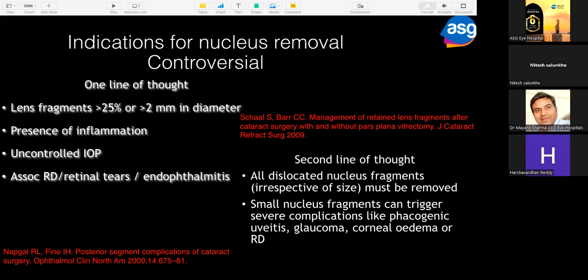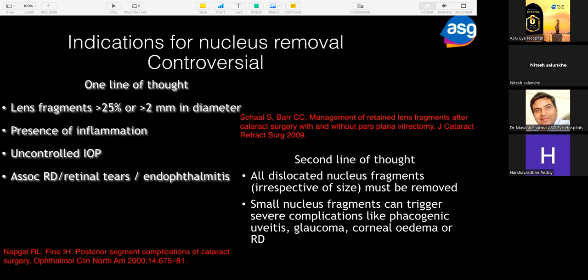Now, let's look at it from the other perspective. Suppose you're a retina surgeon and you have a patient with a nucleus drop referred to you. How do you go about it? For a retina surgeon, this is actually a simple case compared to a complicated retinal detachment or a diabetic vitrectomy. But nevertheless, these are potential 6/6 cases, so the margin for error is very, very low.